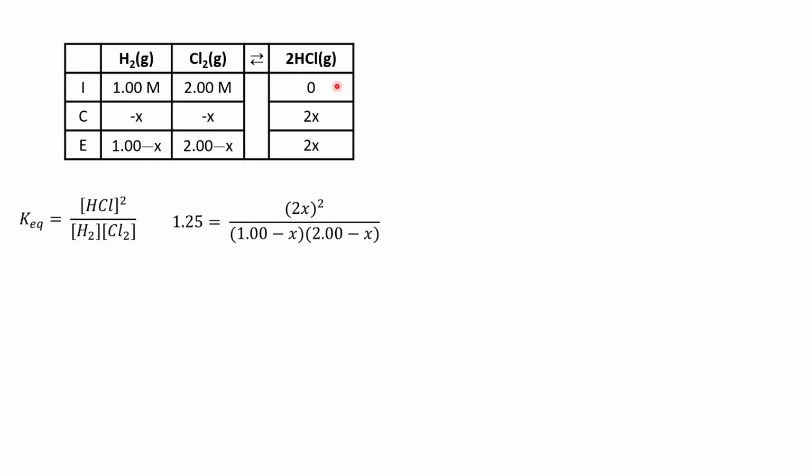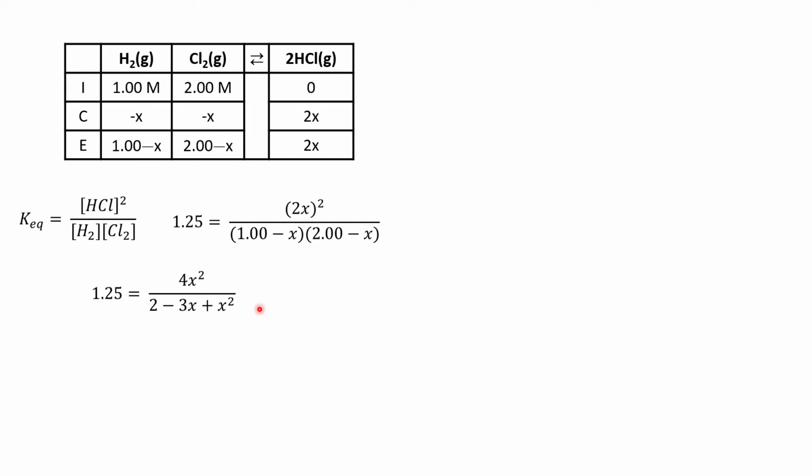Okay, so again, I'm just going to keep my ICE table up and also my expression for Keq. We have already done this part, but we'll need to reference it. For this calculation, because my denominator has 2 different quantities, I can't take the square root of both sides. That's not going to help me any. So I'm going to have to FOIL my denominator to get a quadratic. Okay, so my numerator does simplify to 4x squared, and here is my denominator right here.